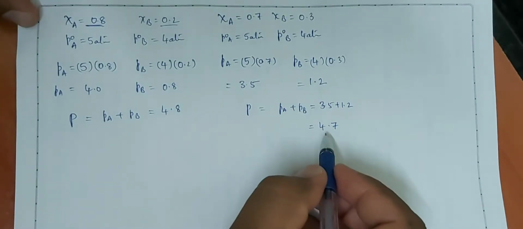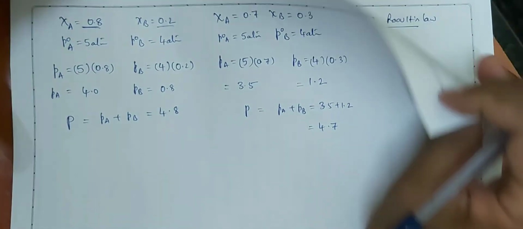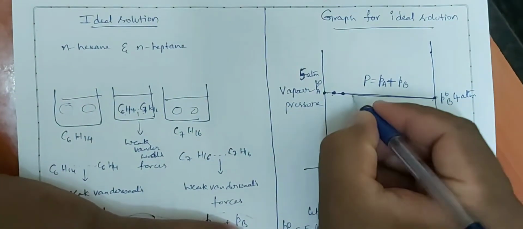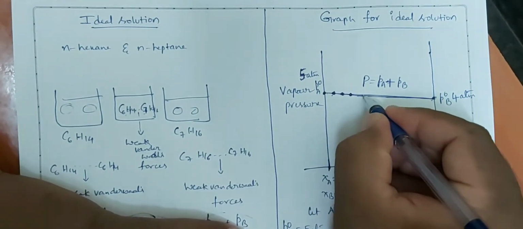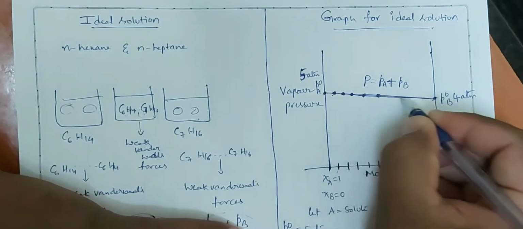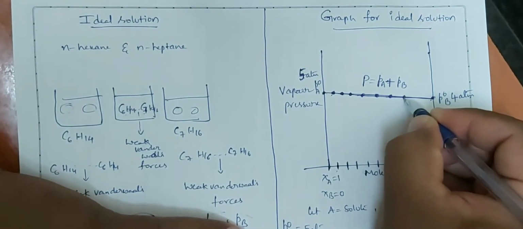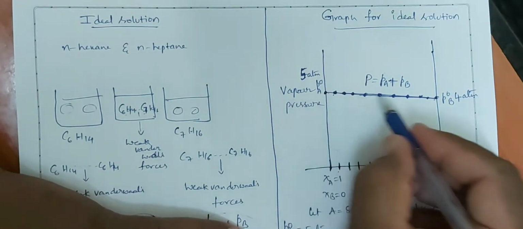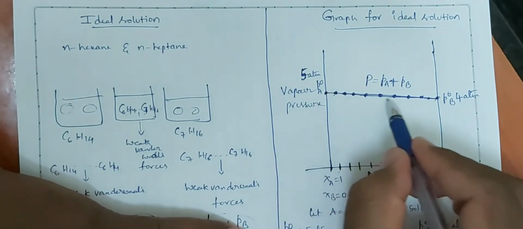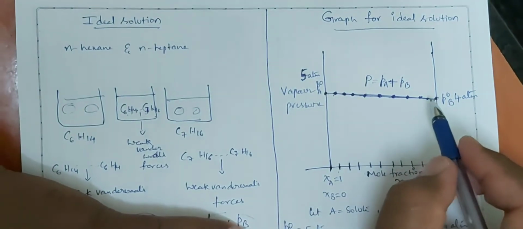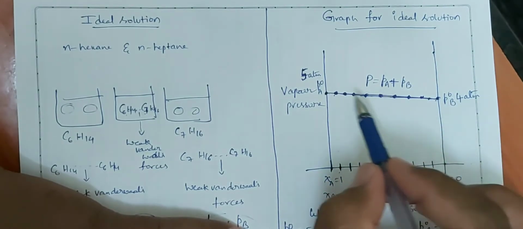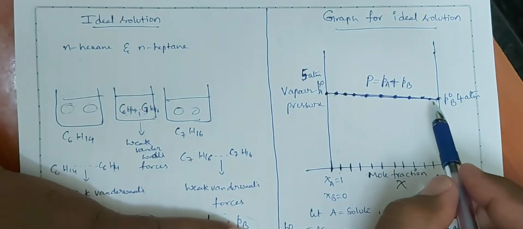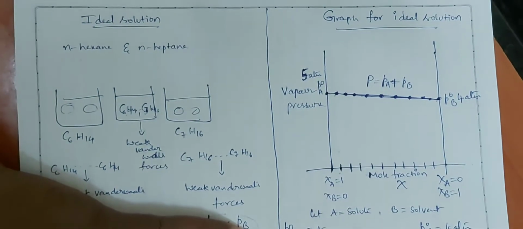Previously we received 4.8, now it is 4.7. Now 4.7 means immediately the next lower value. The point is observed here. Third solution. Fourth solution 4.6. Fifth solution 4.5. Next solution 4.4. Next solution 4.3. Next solution 4.2. Next solution 4.1. Like that I prepared the solutions. Correctly we are going to get one straight line. That solution's total vapor pressure is in between 5 atmospheres and 4 atmospheres. We are getting exactly a straight line. That is called the graph for ideal solution.